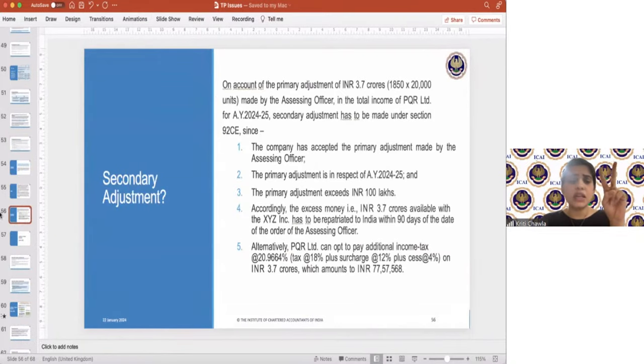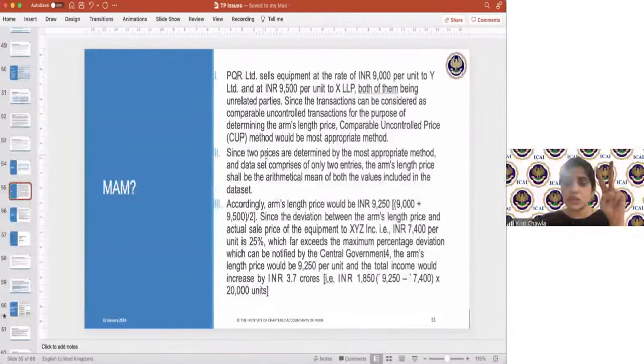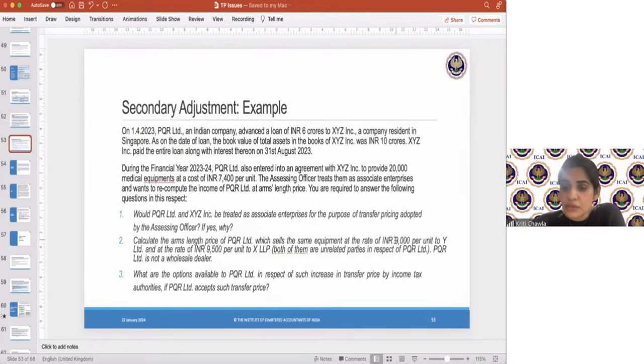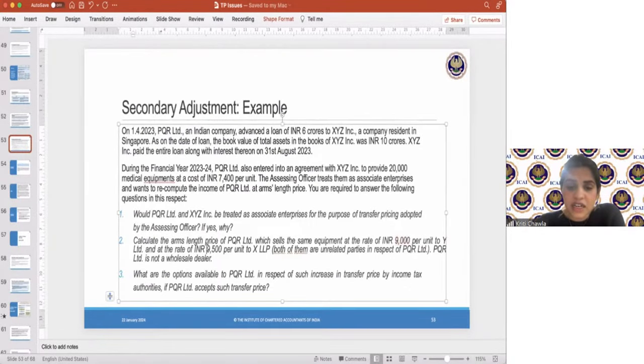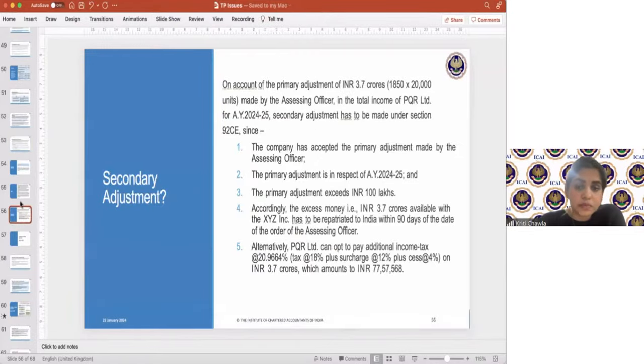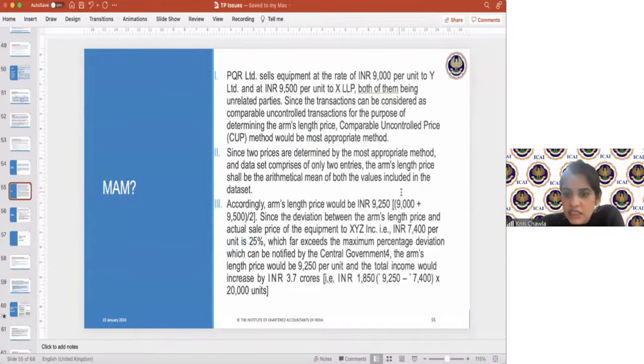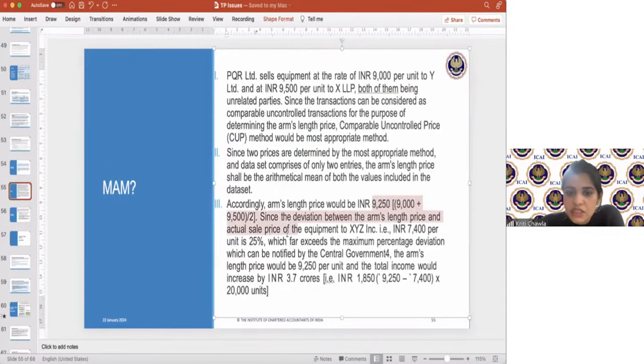And if you remember, if there are two comparable companies, then we use the concept of arithmetic mean. So what we'll do is we'll use 9,000 and 9,500, and we'll calculate the arithmetic mean of these two. So 9,000 plus 9,500 divided by 2, which is 9,250.